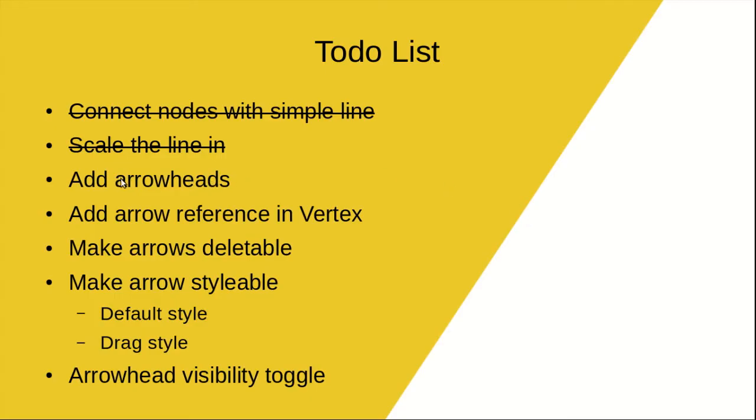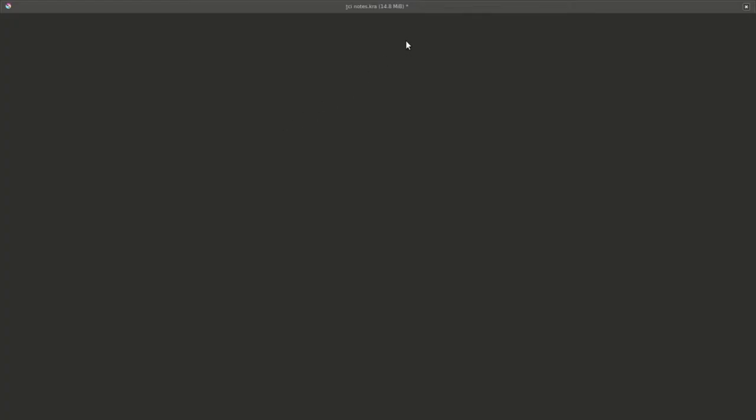Okay, so now we want to add the arrowheads. This requires a little more trigonometry. So if we have a line coming down this way, we know how to calculate the angle of the slope.